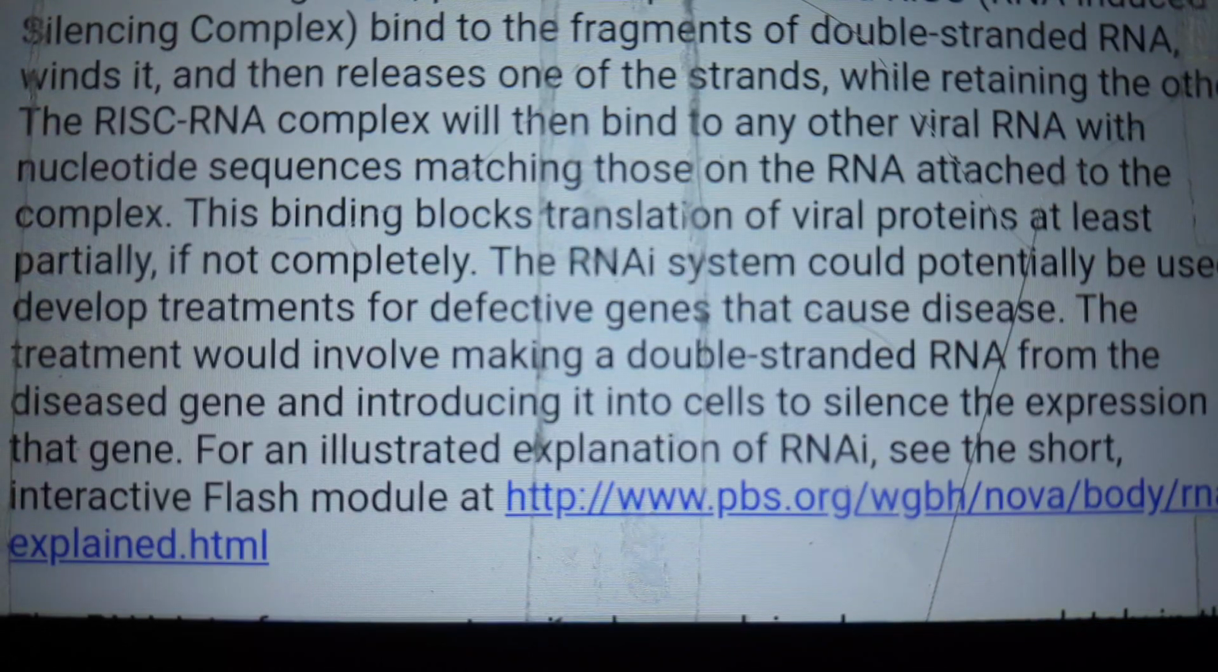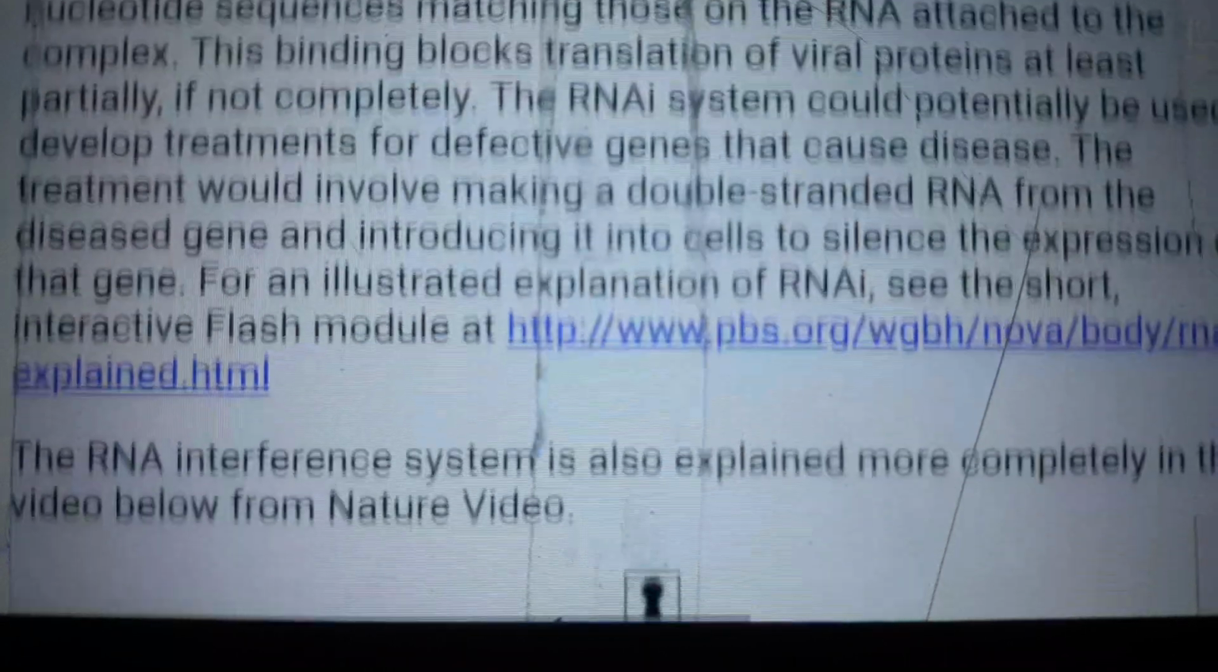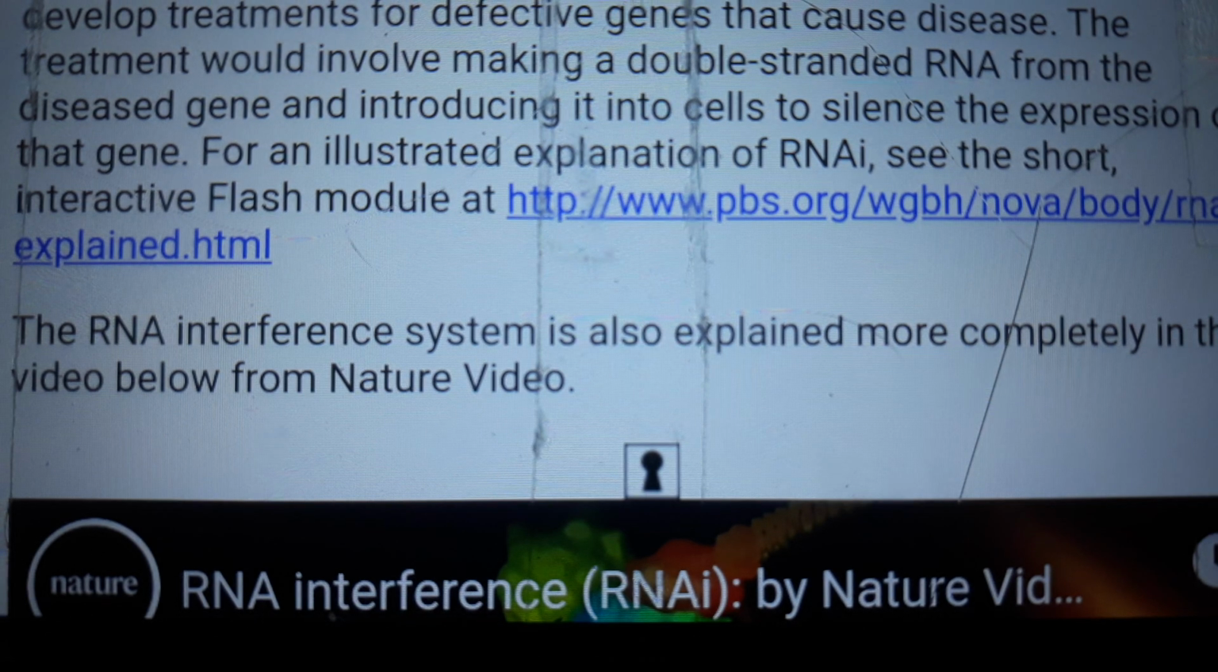First, an enzyme nicknamed Dicer chops any double-stranded RNA it finds into pieces that are about 22 nucleotides long. Next, protein complexes called RISC, the RNA-induced silencing complex, bind to the fragments of double-stranded RNA, unwind it, and then release one of the strands while retaining the other. The RISC RNA complex will then bind to any other viral RNA with nucleotide sequences matching those on the RNA attached to the complex. This binding blocks the translation of viral proteins, at least partially, if not completely.